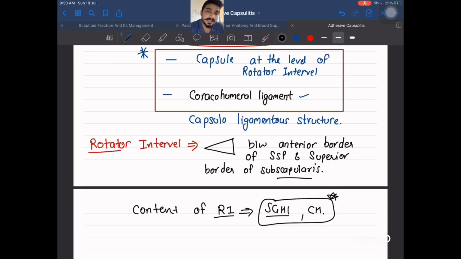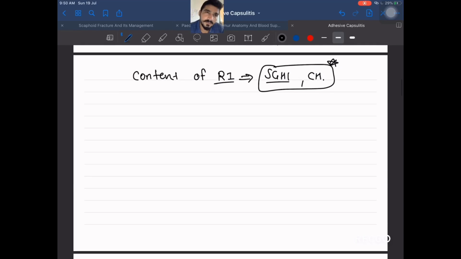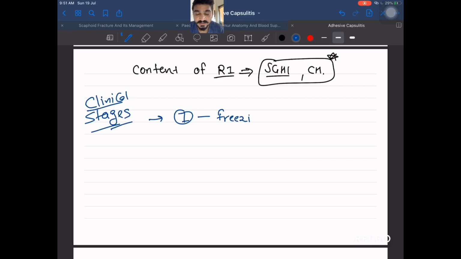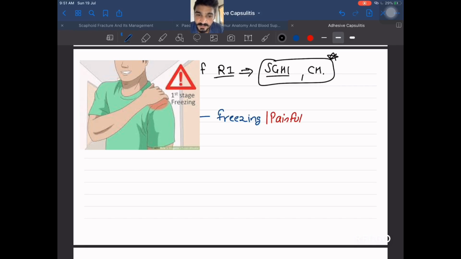Now regarding the clinical scenarios, this patient suffers from pain and stiffness, we know that. But actually, they follow a particular pattern in their appearance. When this patient comes to our OPD, in the initial phase, they come with the only complaint of pain. That stage of pain is known as the freezing phase, and that stage actually lasts for 6 weeks to 9 months.